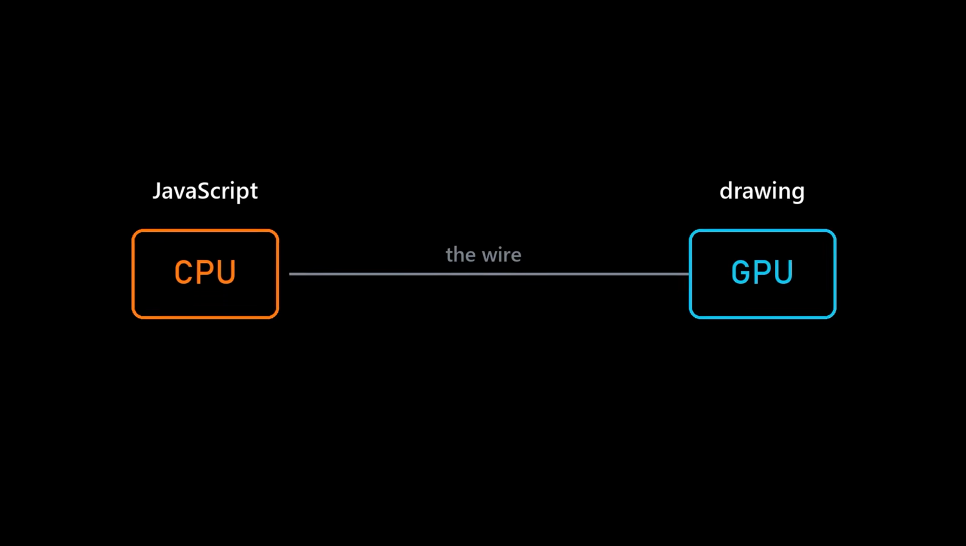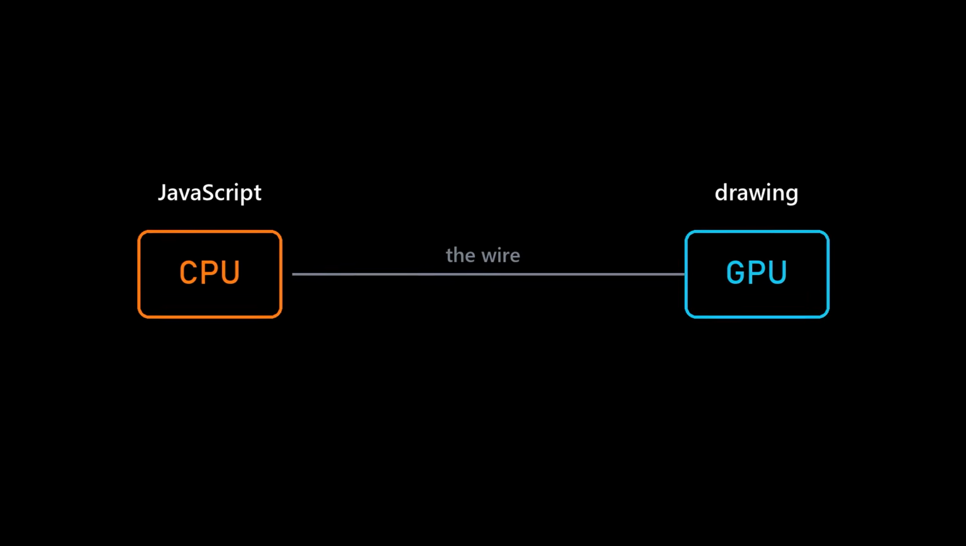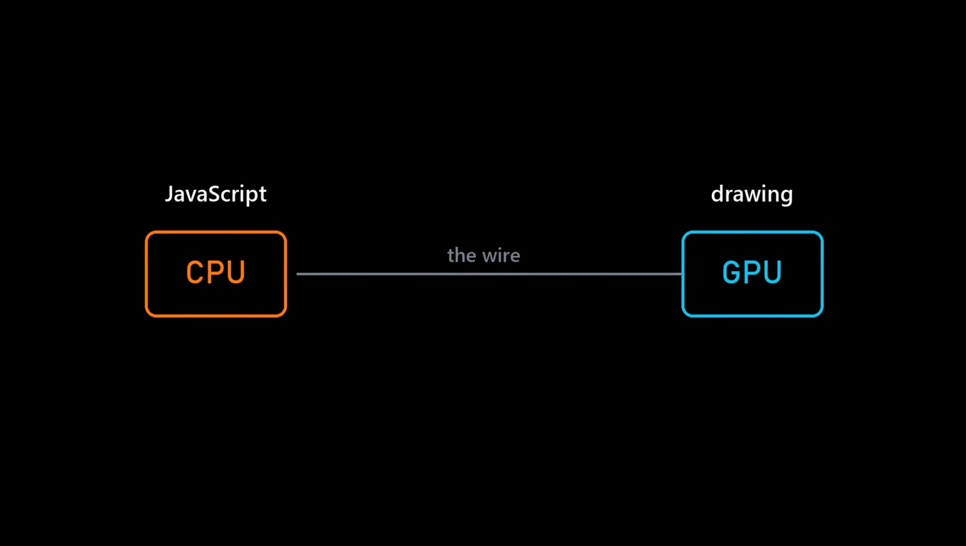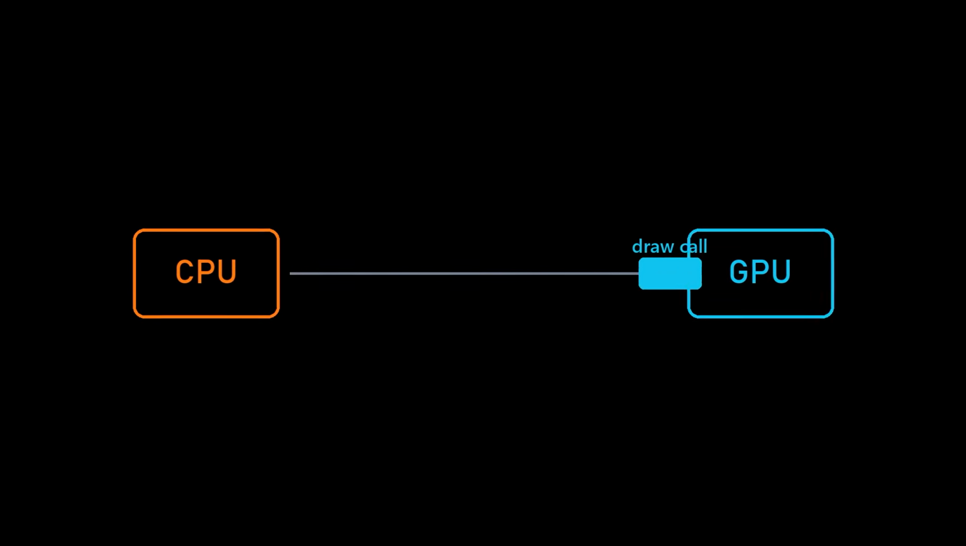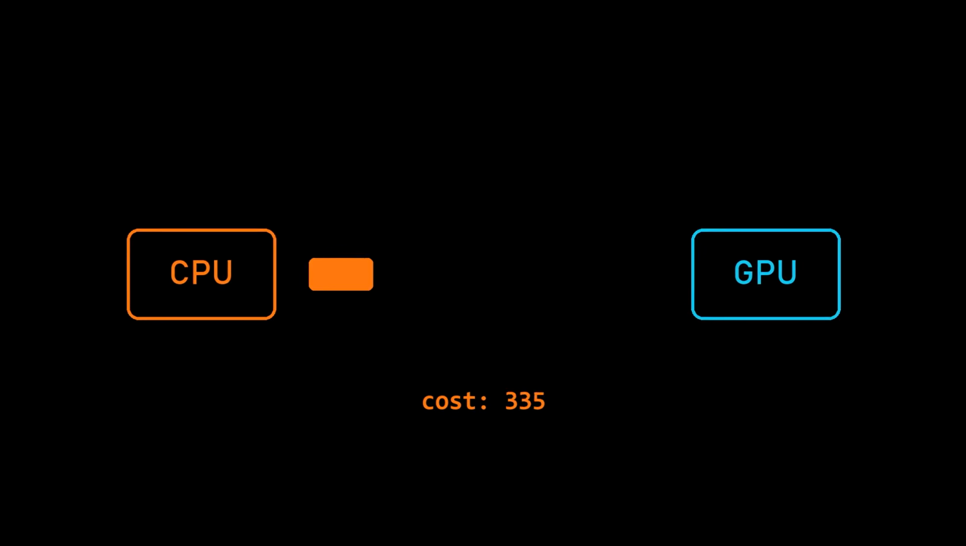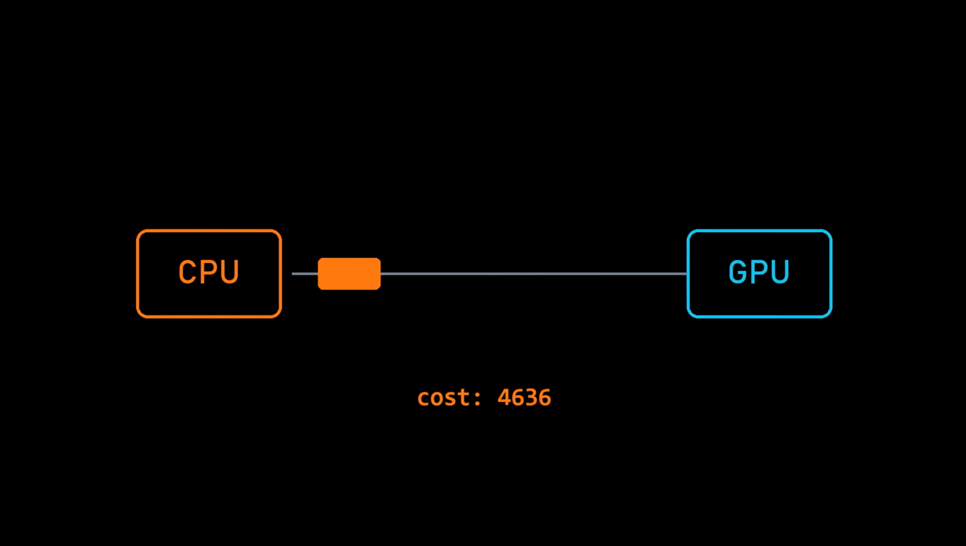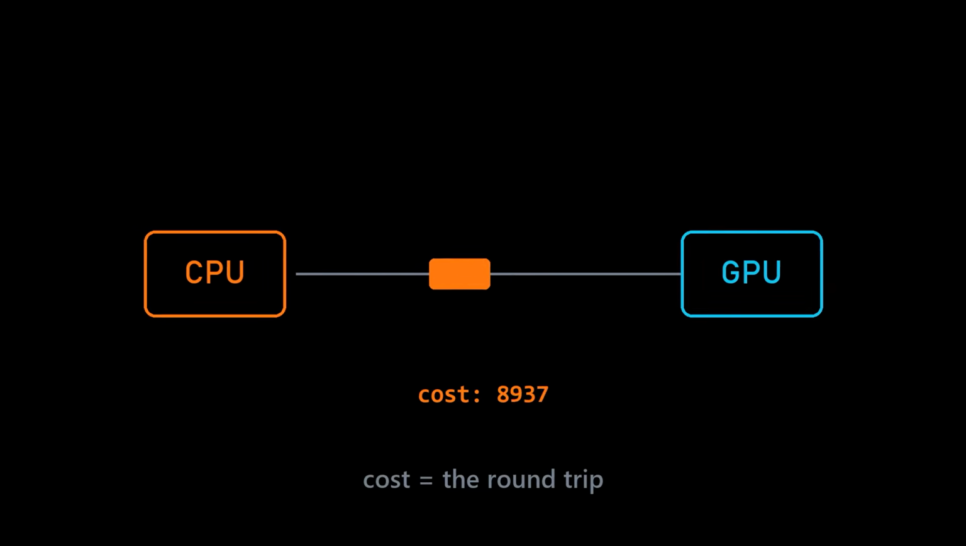Here's the thing nobody tells you when you learn to code. The CPU and the GPU are two completely separate machines. Your JavaScript runs on the CPU. The drawing happens on the GPU, and between them, there's a wire. Every time your code says draw this thing, that's a message sent across that wire. We call it a draw call. And a draw call is expensive. Not because of what it draws, but because of the round trip.